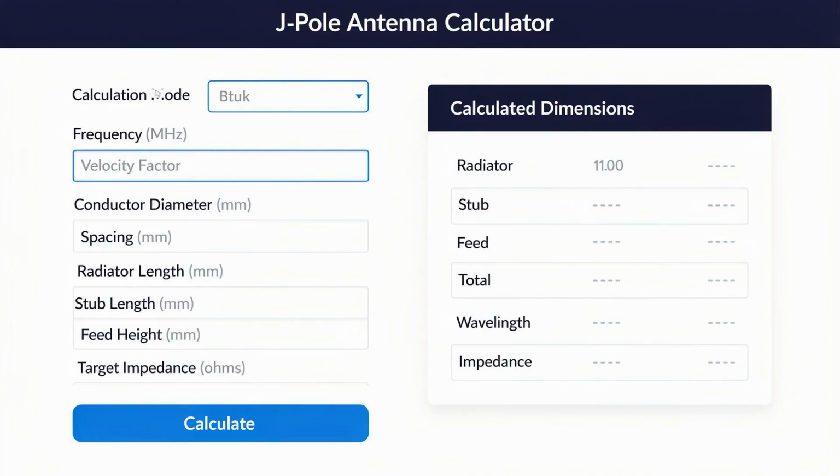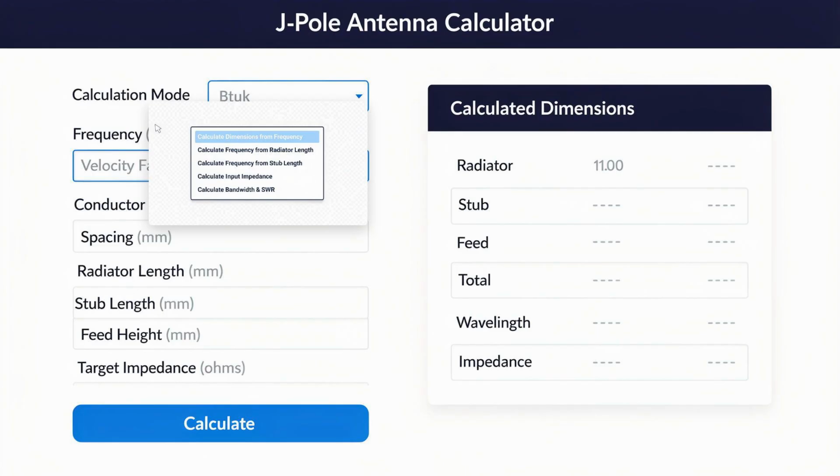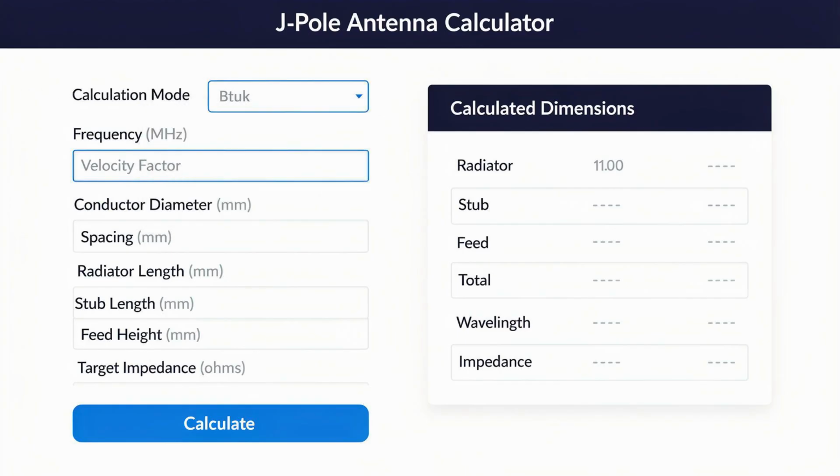First, we have the calculation mode dropdown with 6 options. Calculate dimensions from frequency, calculate frequency from radiator length, calculate frequency from stub length, optimize feed point position, calculate input impedance, and calculate bandwidth in SWR. I'll use calculate dimensions from frequency for this demonstration.